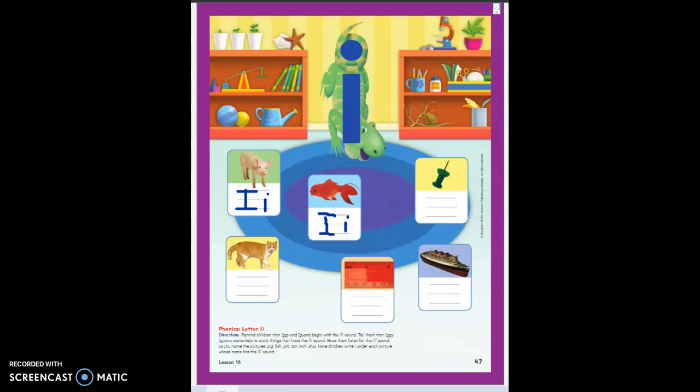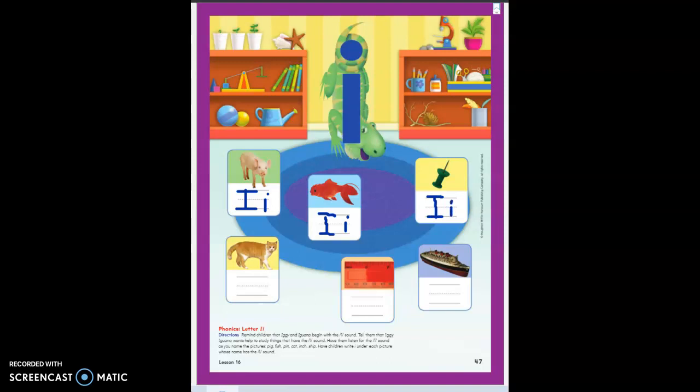Pin, like push pin. Not a pen like you write with, but a push pin. Do we hear the I sound? We do. It's in the middle, right? We hear pin. So let's go ahead and put a capital I and a lowercase I.